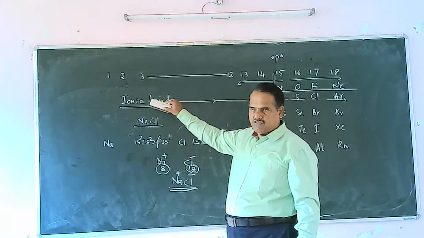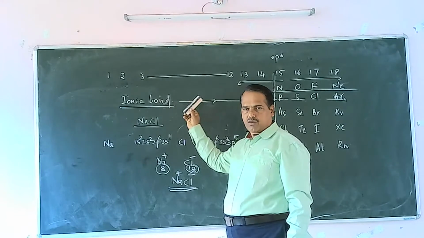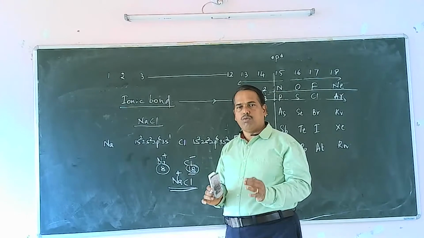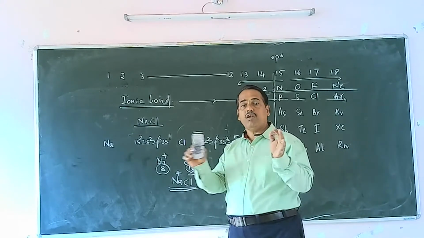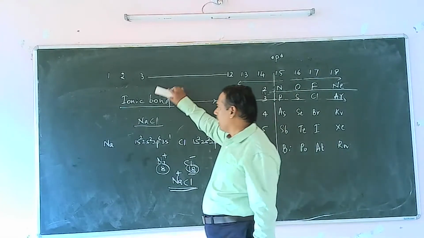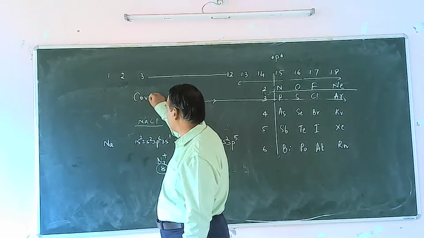Some characteristics of ionic bond: ionic bond is formed by the transfer of electron. And when the compound is formed, both atoms attain noble gas configuration. Therefore, it is stable. Okay. You have to concentrate more on covalent.